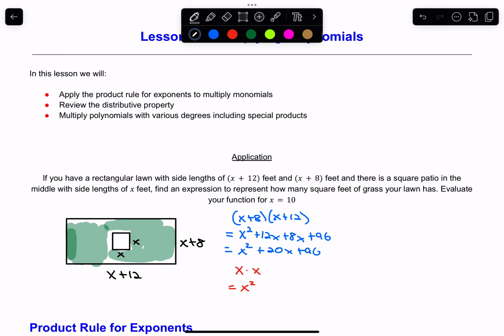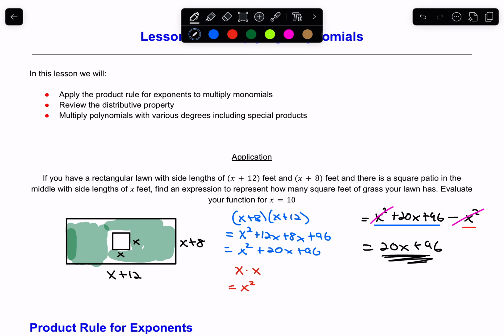But now if I do the subtraction, we're going to have x squared plus 20x plus 96 minus x squared. Where I have the blue expression minus the red expression, because the grass area is the entire rectangle, but minus that little square in the middle. So we're subtracting the two areas there. And what we're going to get when we do that subtraction, notice x squared and negative x squared are going to cancel each other out. So we end up with 20x plus 96 represents the amount of grass we have. So this is the expression that represents the amount of grass we have.